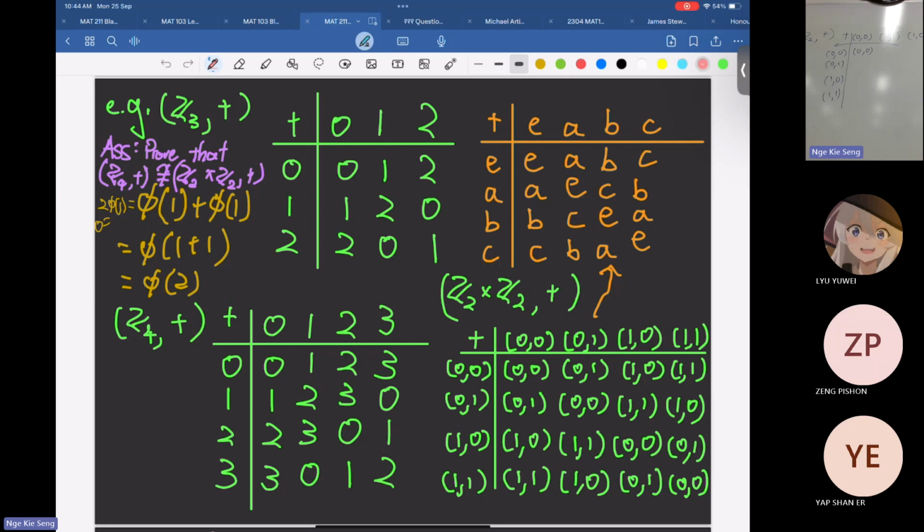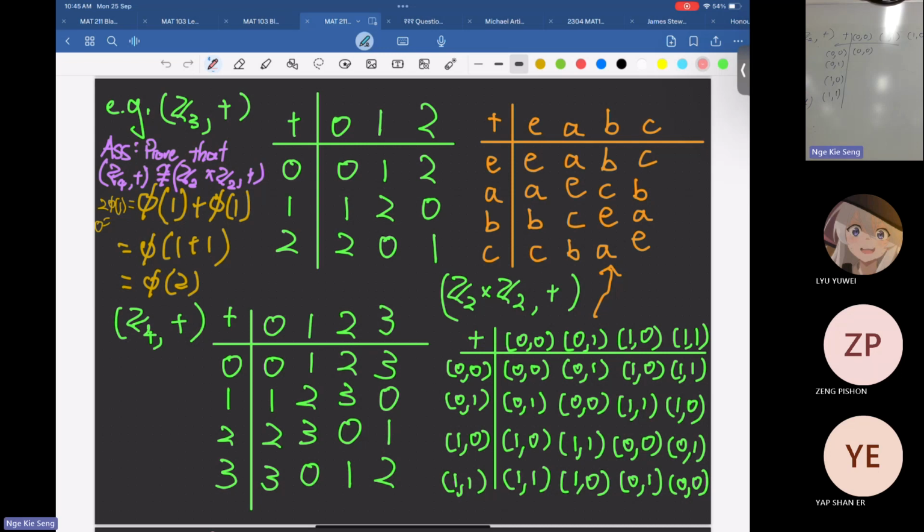Where's the LLC? Where's the LLC here? So what is AB plus BC? Sorry, maybe just put C. You want to see up to here? Can I? Yeah, can see or not?